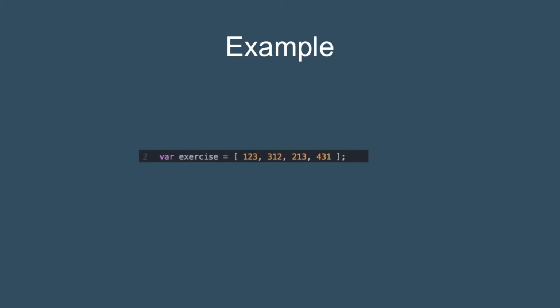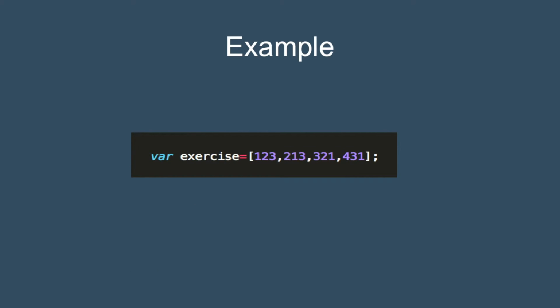You get this array. Now you have reached the last element and you have nothing to compare it to, so you go back to the beginning. You compare element 0 to element 1. They don't need to be switched, so you move to element 1 and element 2. Here, though, a switch is needed. This is the final array, containing the elements 123, 213, 312, and 431.